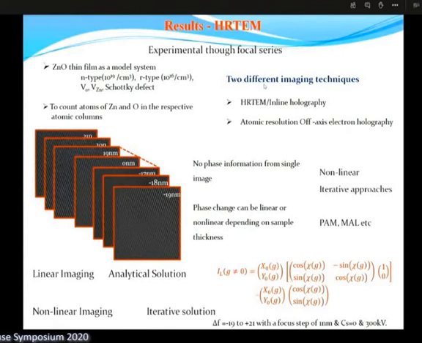So experimentally for HRTM, you have to collect a series of images at different defocus. If the sample is thin, then you are within the linear imaging condition, and there exists an analytical solution within the weak phase object approximation. But if the sample is thick, then you have dynamical scattering, you are within the nonlinear imaging condition, and you have to follow certain iterative approaches, for example PAM, MAL, to retrieve the amplitude and the phase of the object exit wave function.